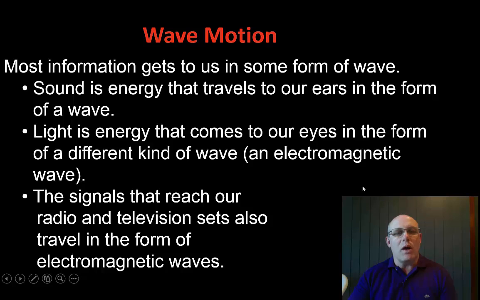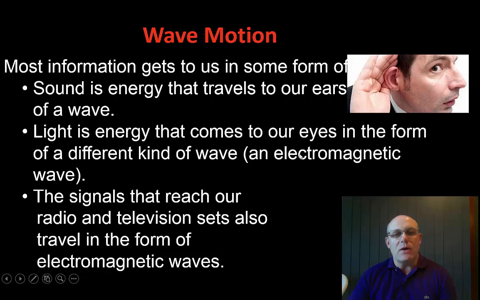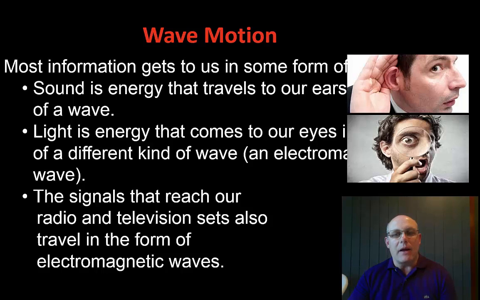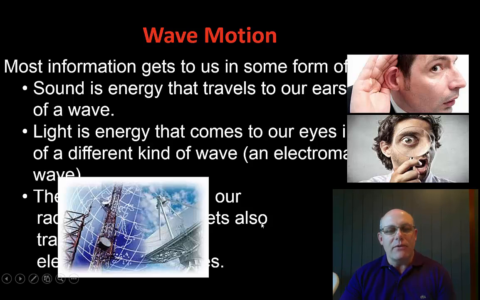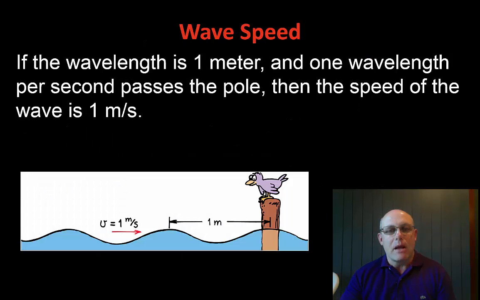So, wave motion. Most waves are very useful for us to get information. Sound energy travels to our ears in the form of a wave. Light travels in the form of an electromagnetic wave, and that goes to our eyes. And then we have other electromagnetic waves used in telecommunications, for radio and TV. Now for wave speed: if we have a wavelength of 1 meter, and 1 wave per second passing a pole, then the speed of that wave would be 1 meter per second.